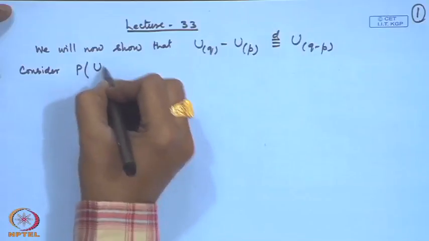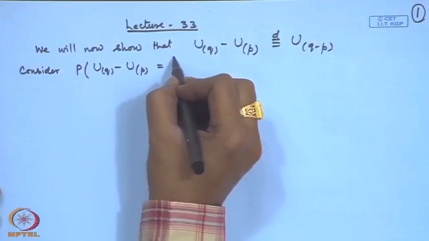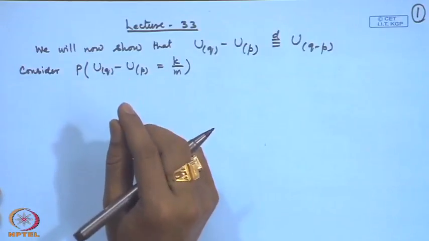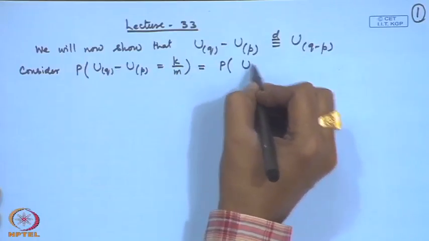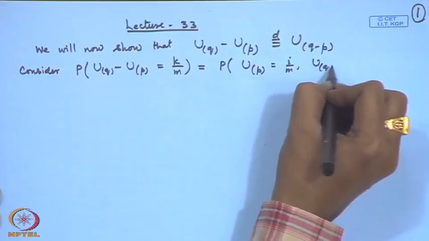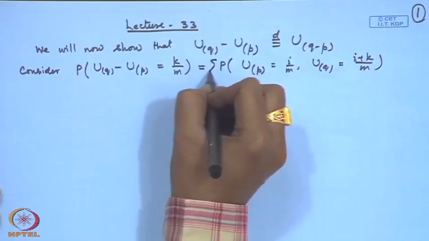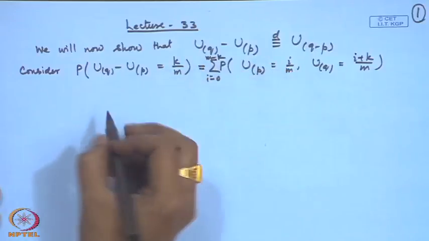So, u q minus u p is equal to say something like k by m. Since the values taken by these are of the form p by m, we can consider like this, the difference is of k by m type only. So, that means, one of them is say I by m and the other one is of the form I plus k by m, where I is varying from 0 to m minus k.